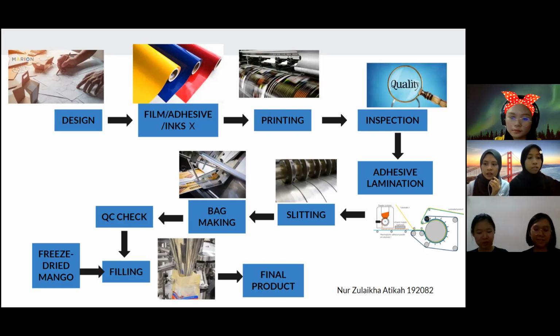And then we will move on to the QC check to check whether the packaging is good to go. And then we will do some testing, such as what Shin has explained before. And then after all the QC checks are passed, we will go to the filling. This is where we will fill in the freeze-dried mango according to the amount that we wanted. Then we will have the final product. Next.